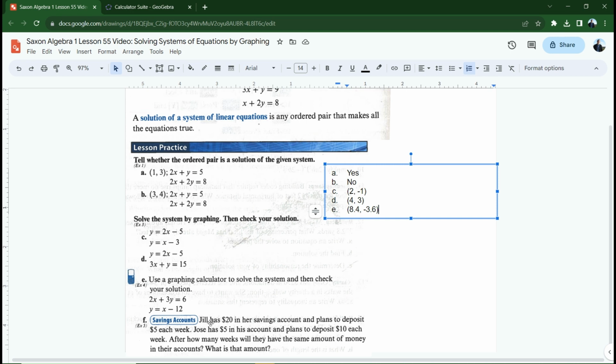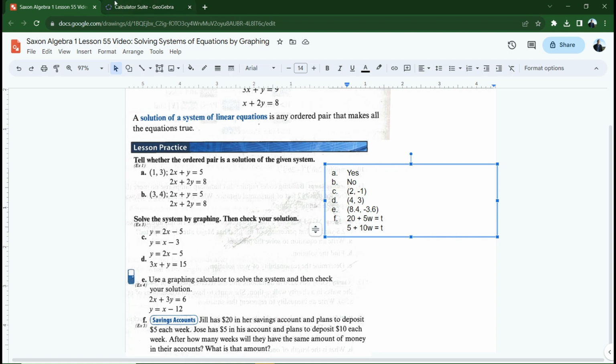All right, now letter F. Jill has $20 in her savings account and plans to deposit $5 each week, 5 times the number of weeks. That's going to give me the total amount in her savings account. Jose has $5 in his account and plans to deposit $10 each week. After how many weeks will they have the same amount of money in their accounts? What is that amount?